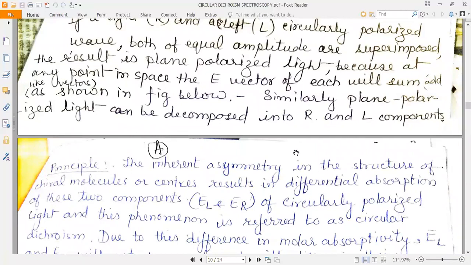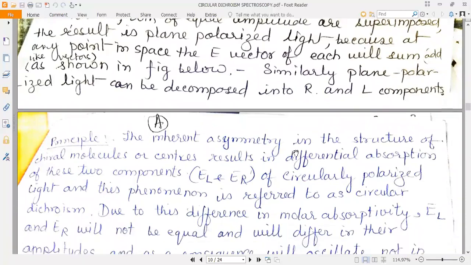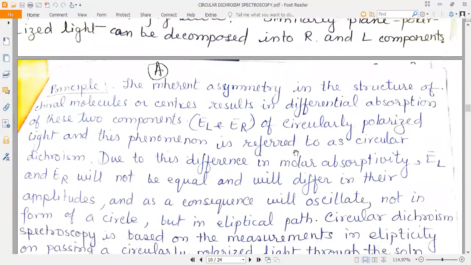Now, what is the principle? How will you write the principle? The inherent asymmetry in the structure of chiral molecules or centers results in the differential absorption of these two components of circularly polarized light, and this phenomenon is referred to as circular dichroism.